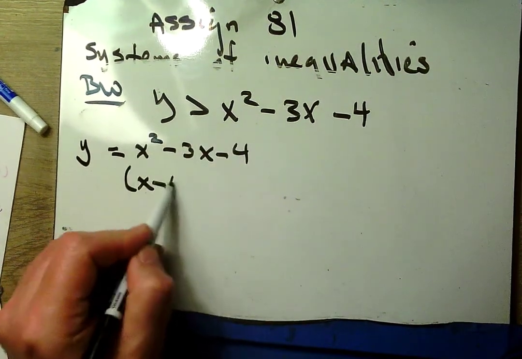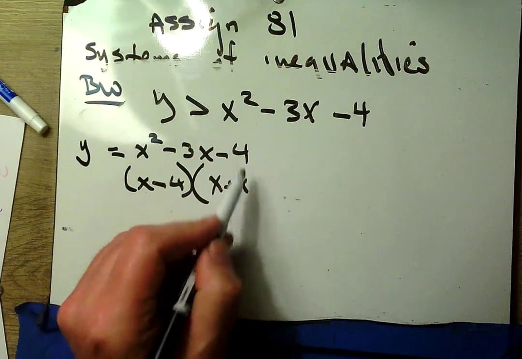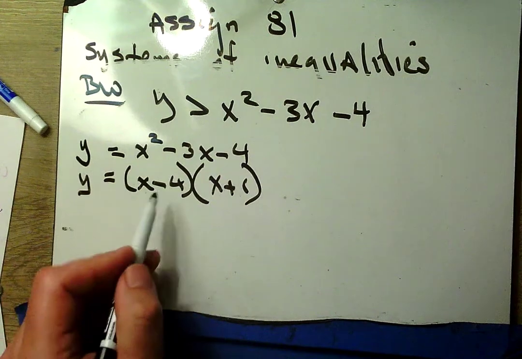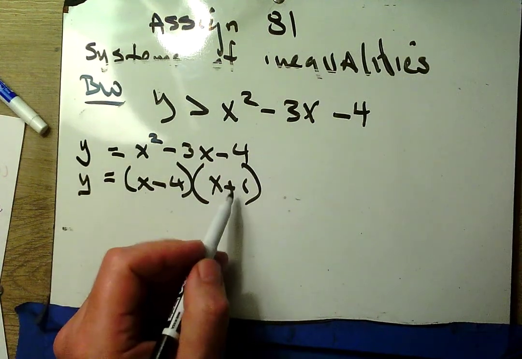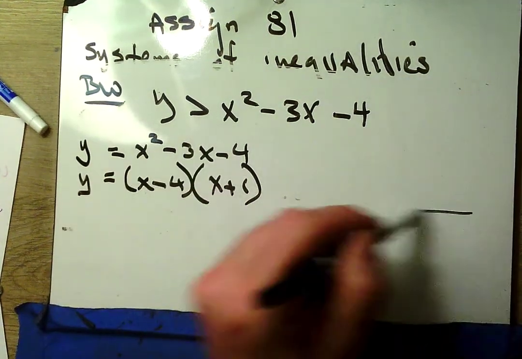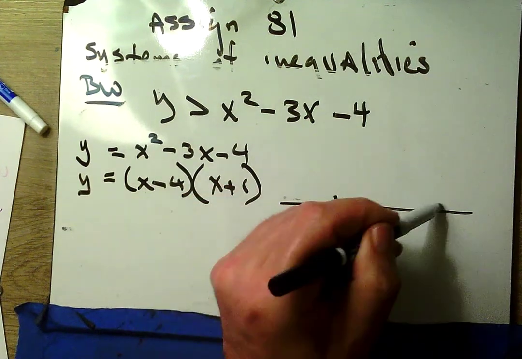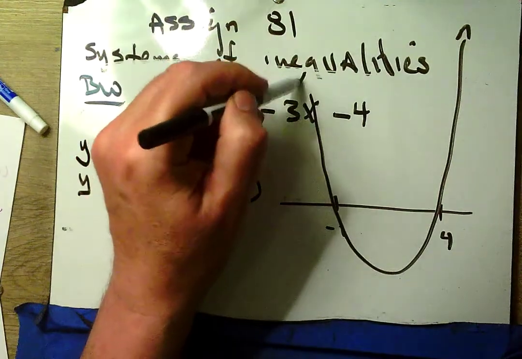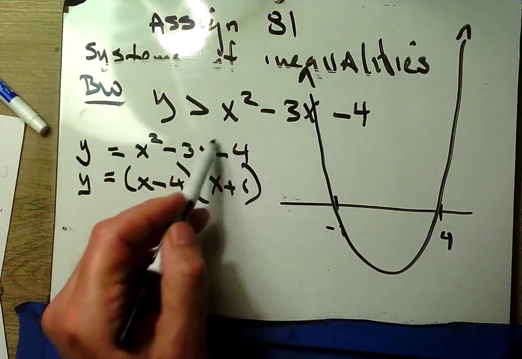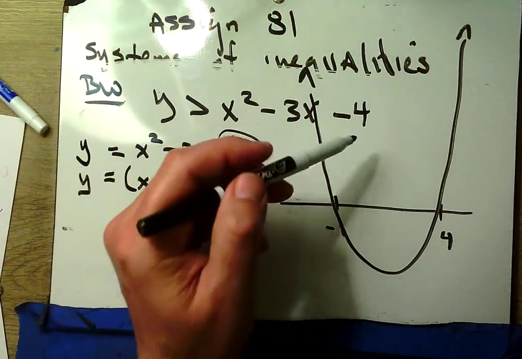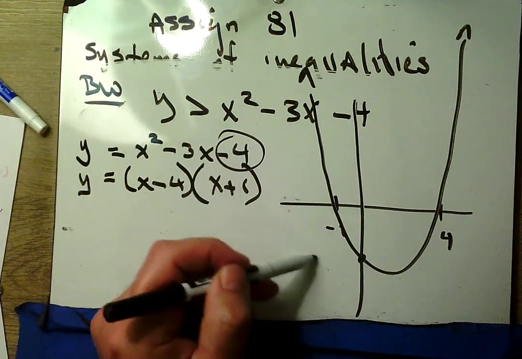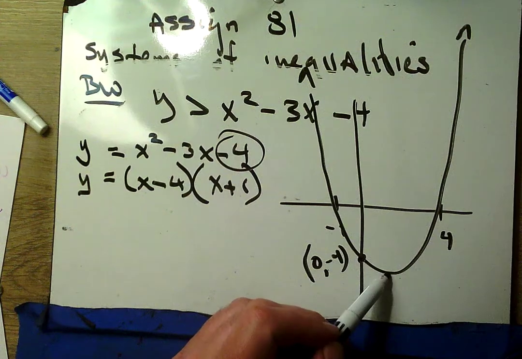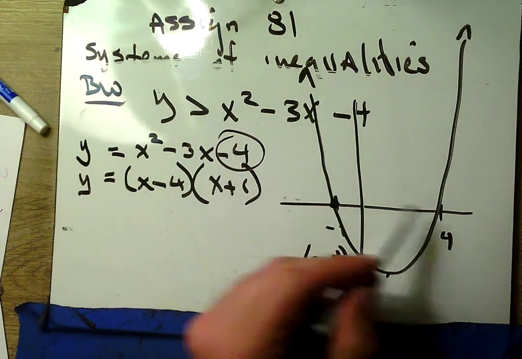And so we've got x minus 4 and x plus 1. And so we could say, okay, we've got x-intercepts at 4 and negative 1. It's an up-pointing parabola. And we see a y-intercept of negative 4. So 0, negative 4. Of course, you could find this vertex point if you wanted. I don't particularly need you to.